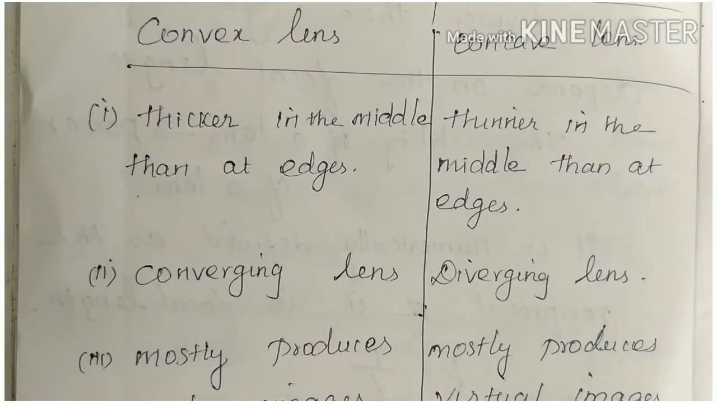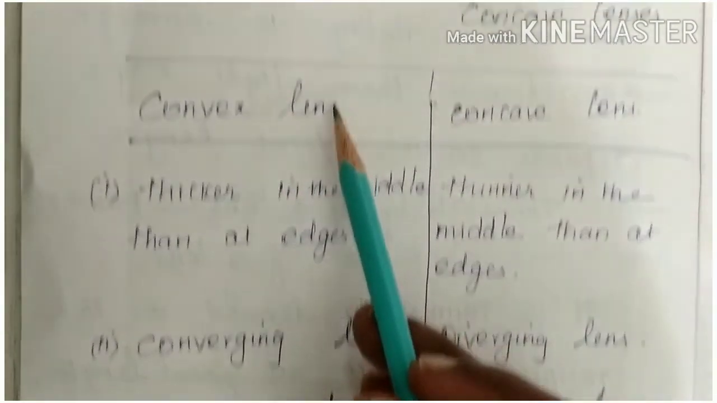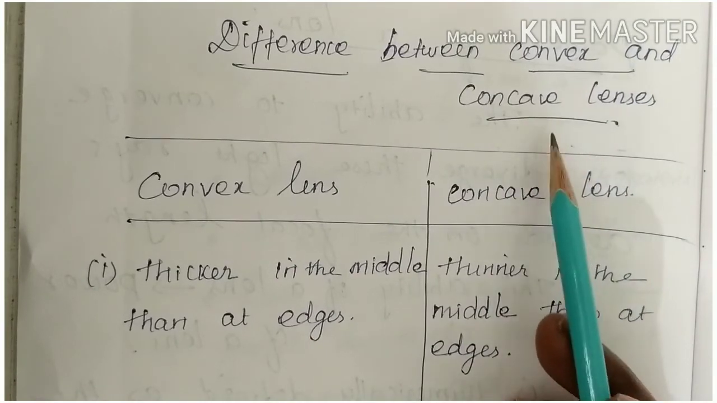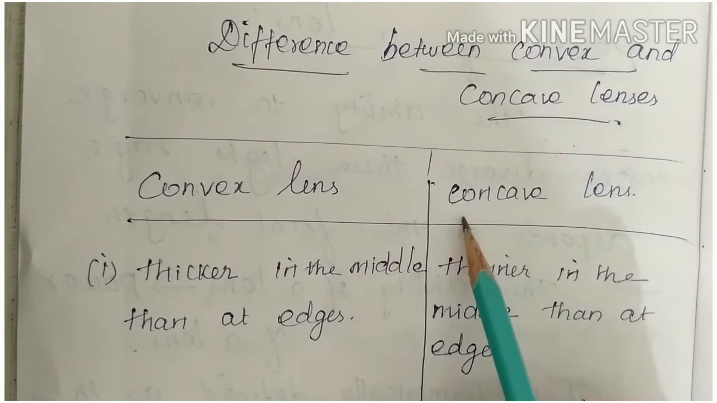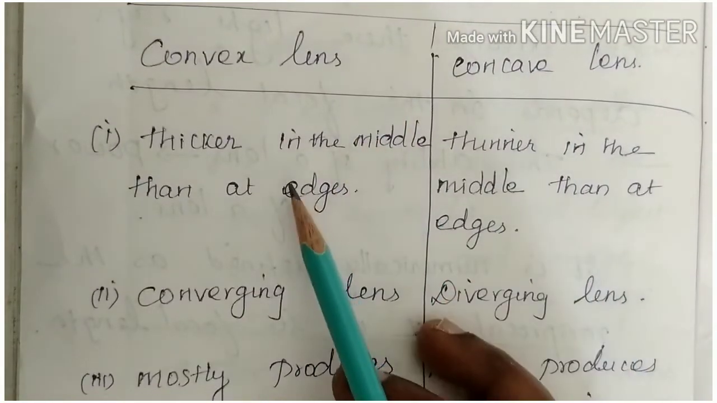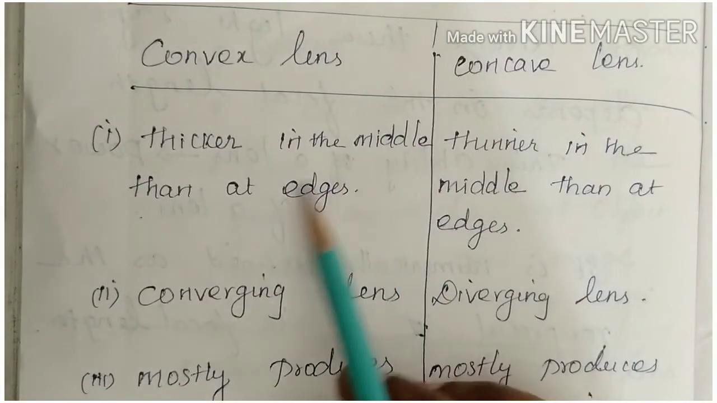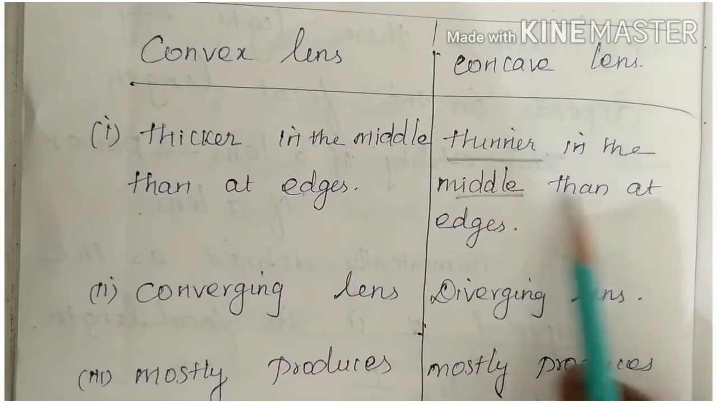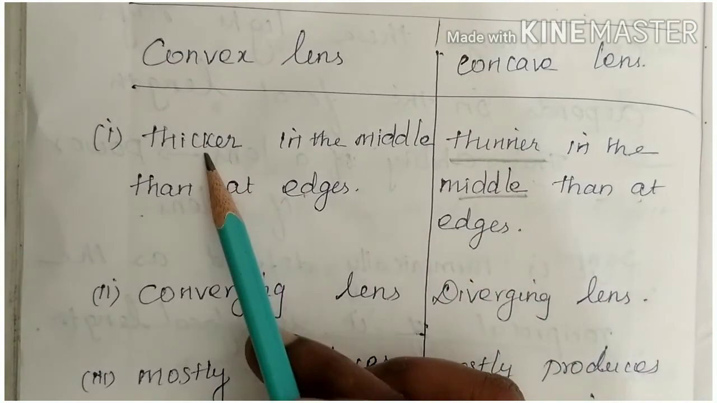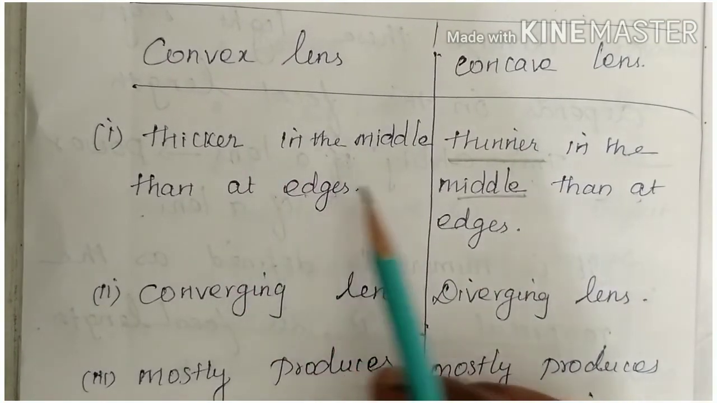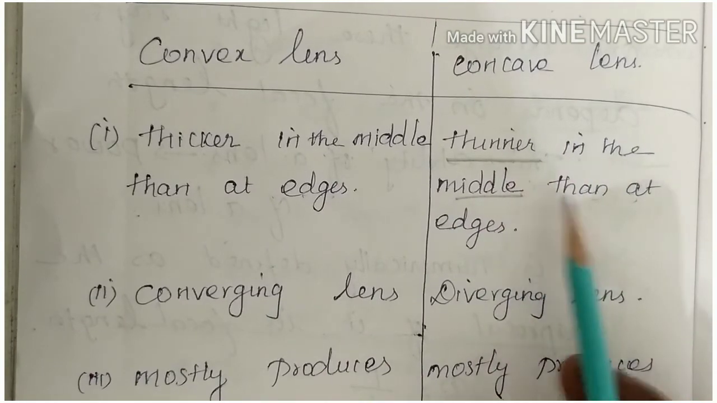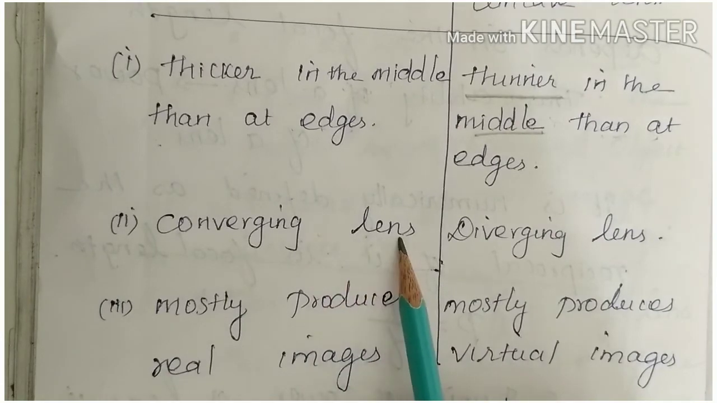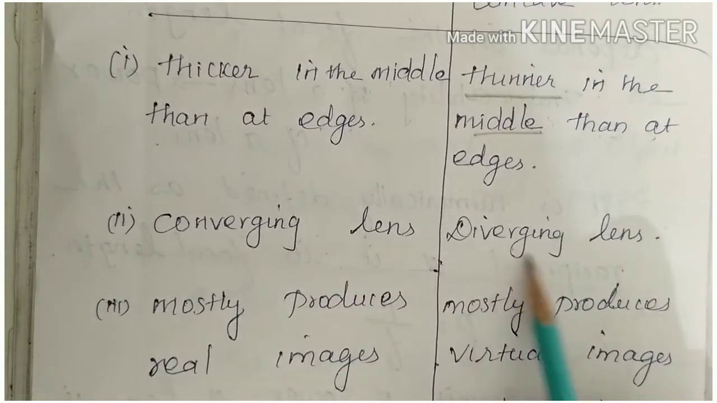The last one: we are going to learn the difference between convex and concave lenses. You all know about convex and concave lenses, now we learn the difference. First, depending upon the shape, a convex lens is thicker in the middle than at the edges, and a concave lens is thinner in the middle than at the edges. Second, convex lenses are called converging lenses, and concave lenses are called diverging lenses.